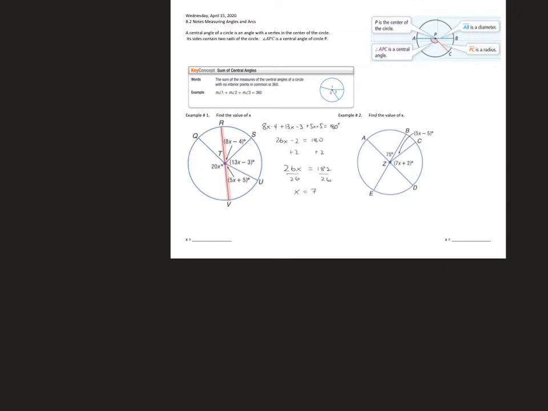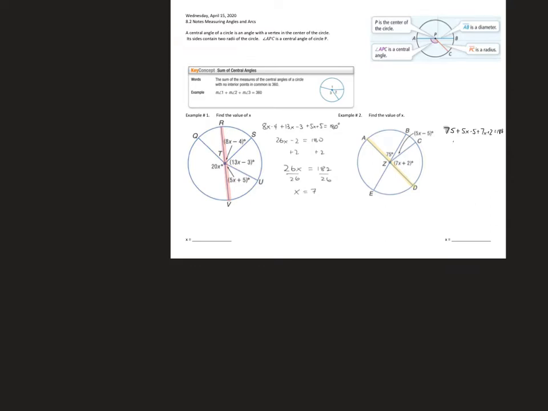I'm going to look at example number 2, and I'm going to do example 2 in very much the same way. But this time I do know one angle. I know that this is 75 degrees for the central angle AZB. So I'm going to say that 75 plus 5x minus 5 plus 7x plus 2 is equal to 180.